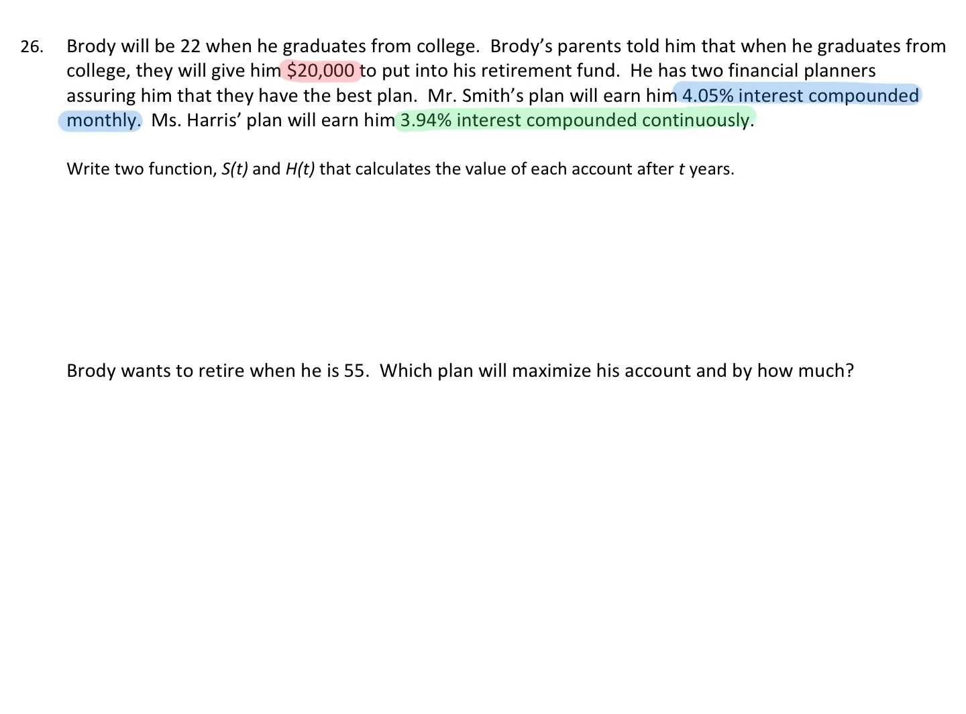So it looks like in this first part, they want us to write 2 functions, one for S of t, and then one for H of t for Harris. So let's start with S of t. So S of t is going to be equal to, now, because it says compounded monthly, we need to use our compound interest formula. So here it is. In place of the A, we wrote S of t. P is the initial amount, which is $20,000. So let's plug that in.